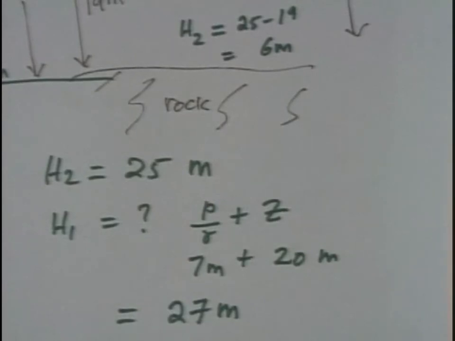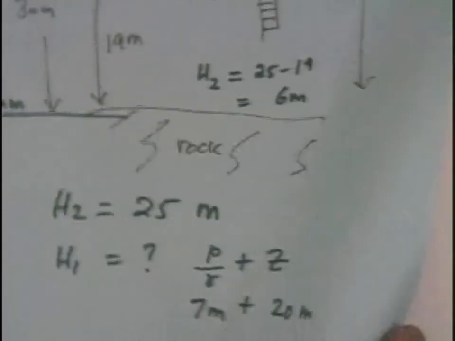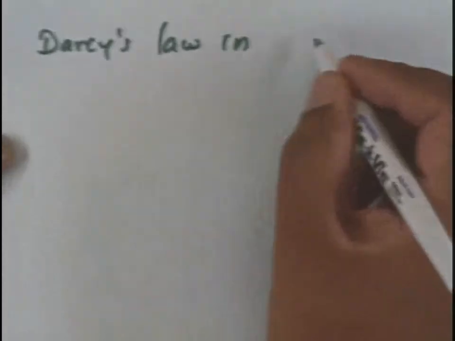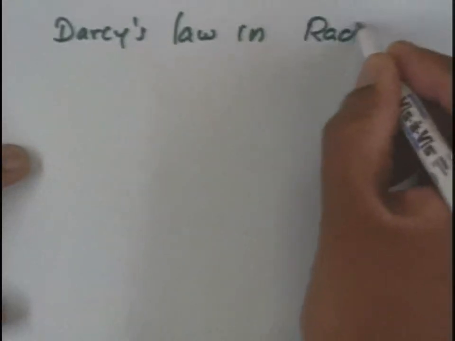Okay. So this is a horizontal way. We looked at a horizontal way to solve the problem, and a vertical way to solve the problem. Then the last one is Darcy's law in radial flow.